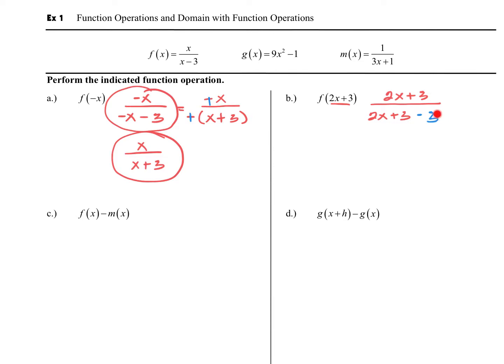Now, when we do that, we can see that these two values are going to cancel each other out. So our f of 2x plus 3 is going to become 2x plus 3 all over 2x. So that's going to be that final answer there. Just a little heads up, a common error that students make on this is they replace the 2x plus 3 in the numerator and then they forget this one in the denominator.